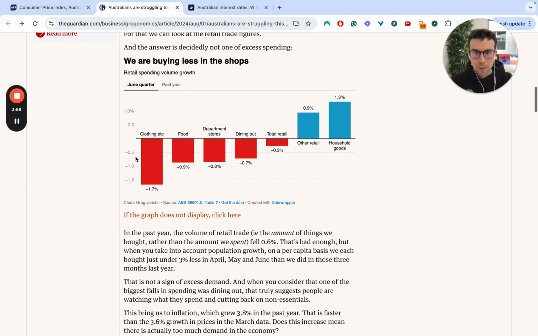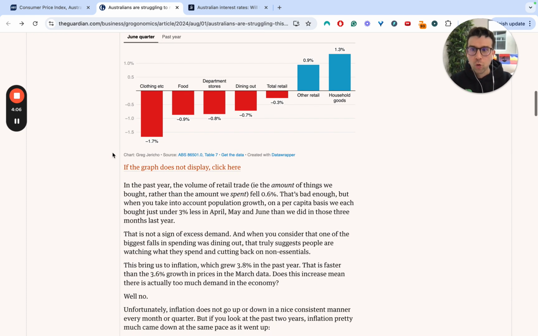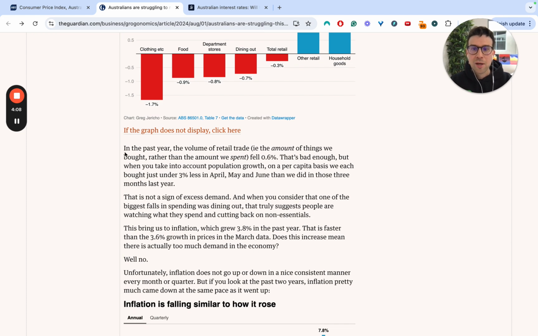And what he shows here is, I think, in a visual, a really powerful sense that, okay, we're spending way less. And overall, we can see that here because in the past year, the volume of retail trade, i.e. the amount of things we've bought rather than the amount we've spent, fell 0.6%, okay?